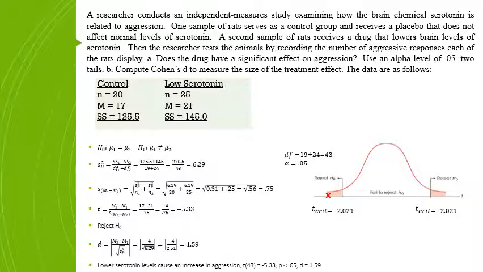So here's the sentence that you should write. Low serotonin levels cause an increase in aggression. T of 43 equals negative 5.33. The probability is less than 0.05, and D is equal to 1.59.